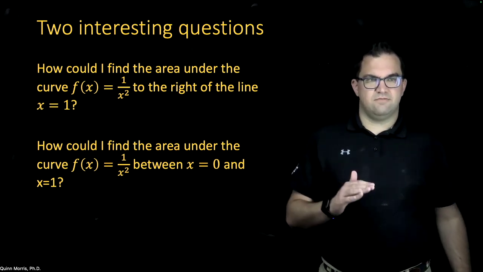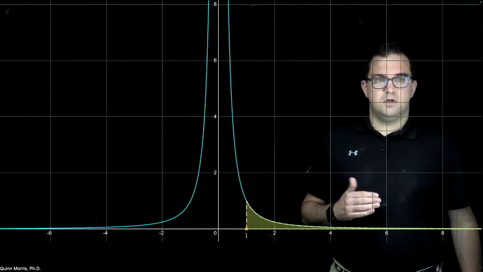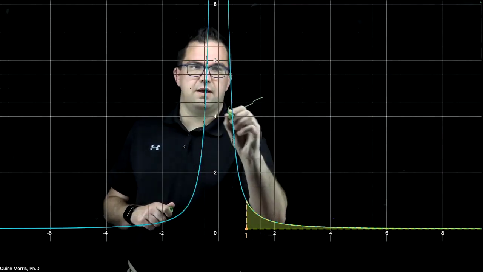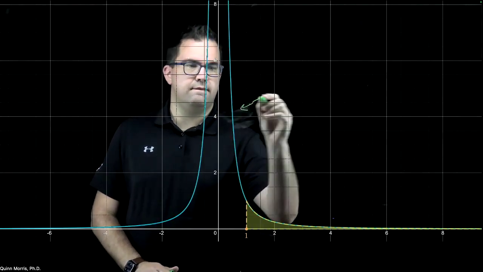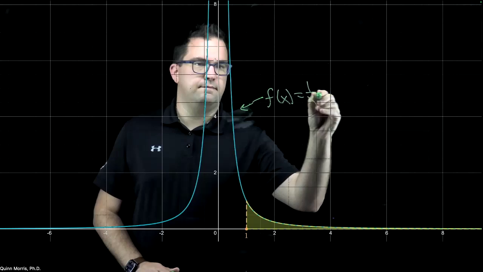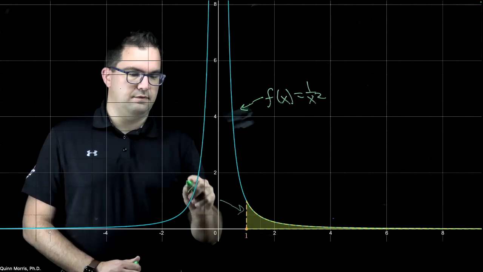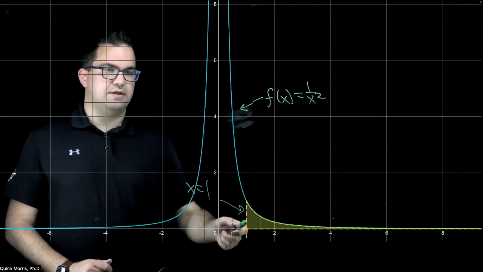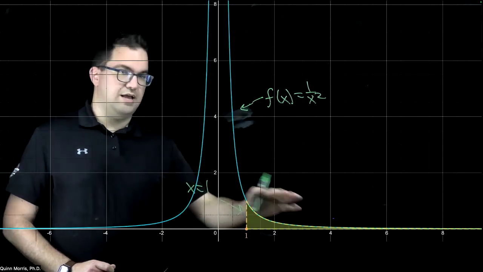So first, let's think visually. What does this function look like, and what would these areas look like? In the first case, here you see I have my function f of x is equal to 1 over x squared. And you can see here I have my line x is equal to 1. What I'm trying to find here is the area to the right of this line. That's this area here in the yellow color.